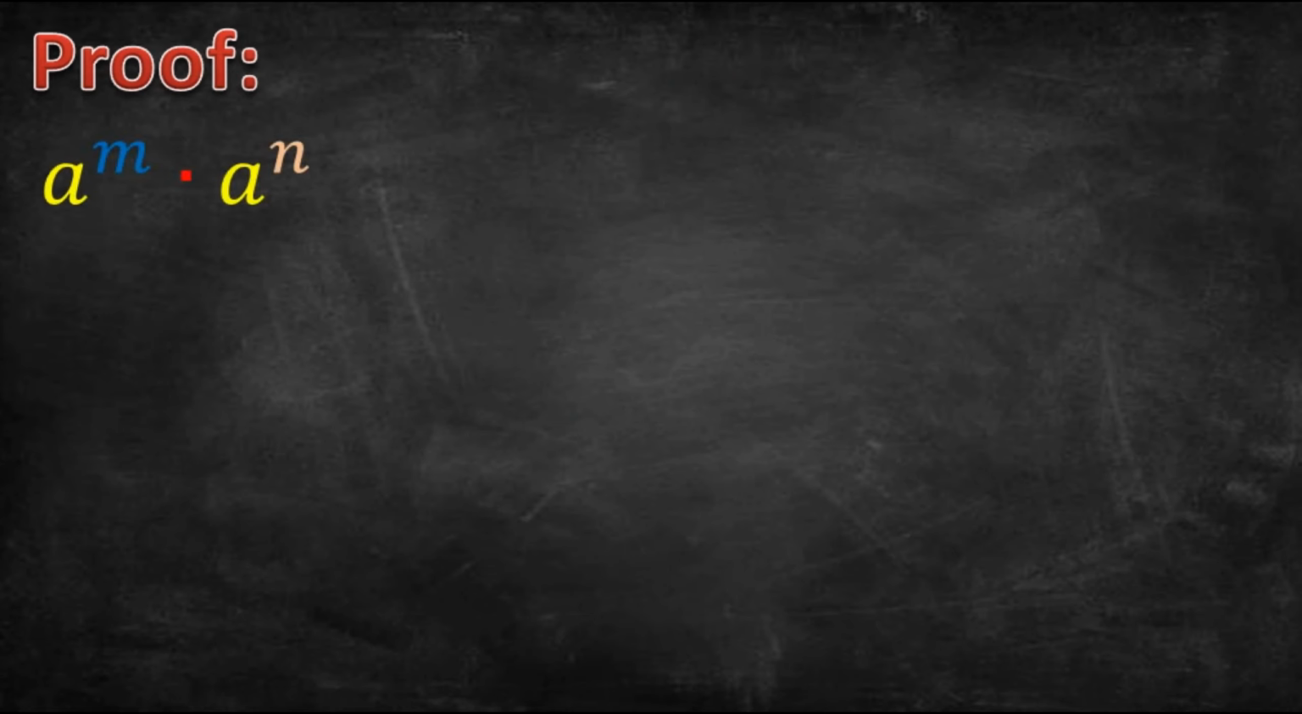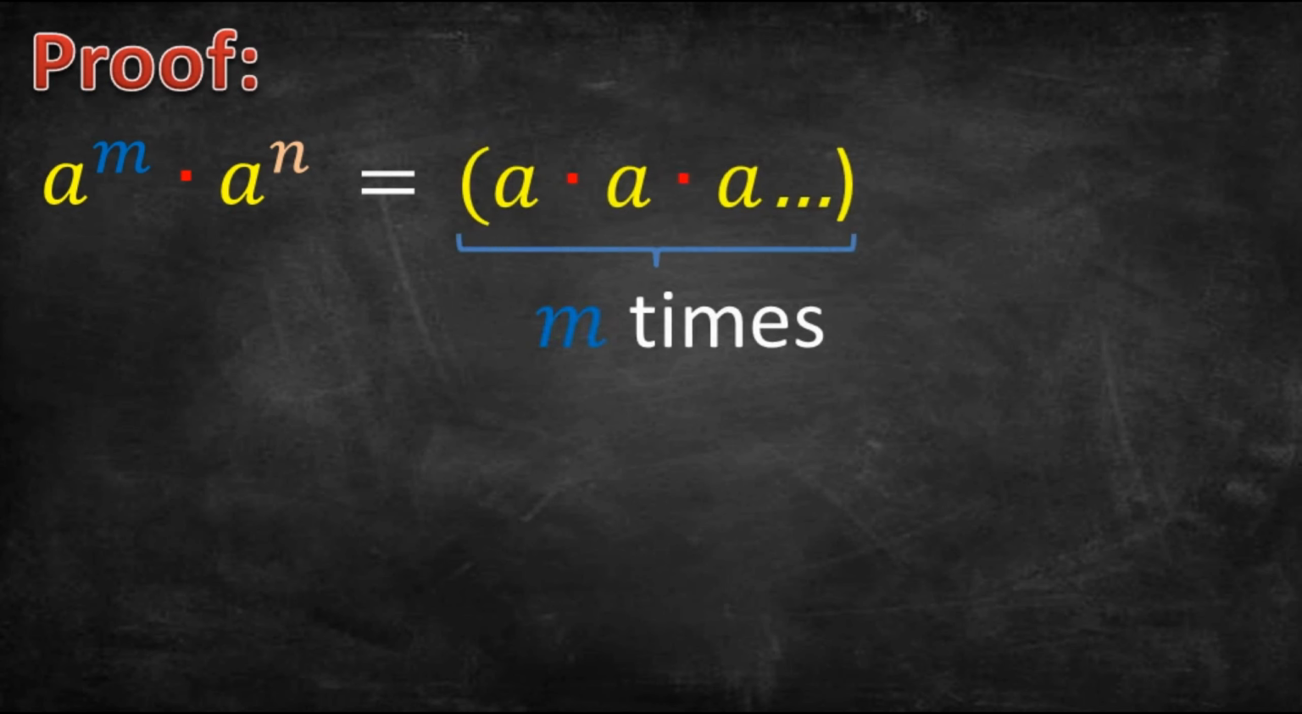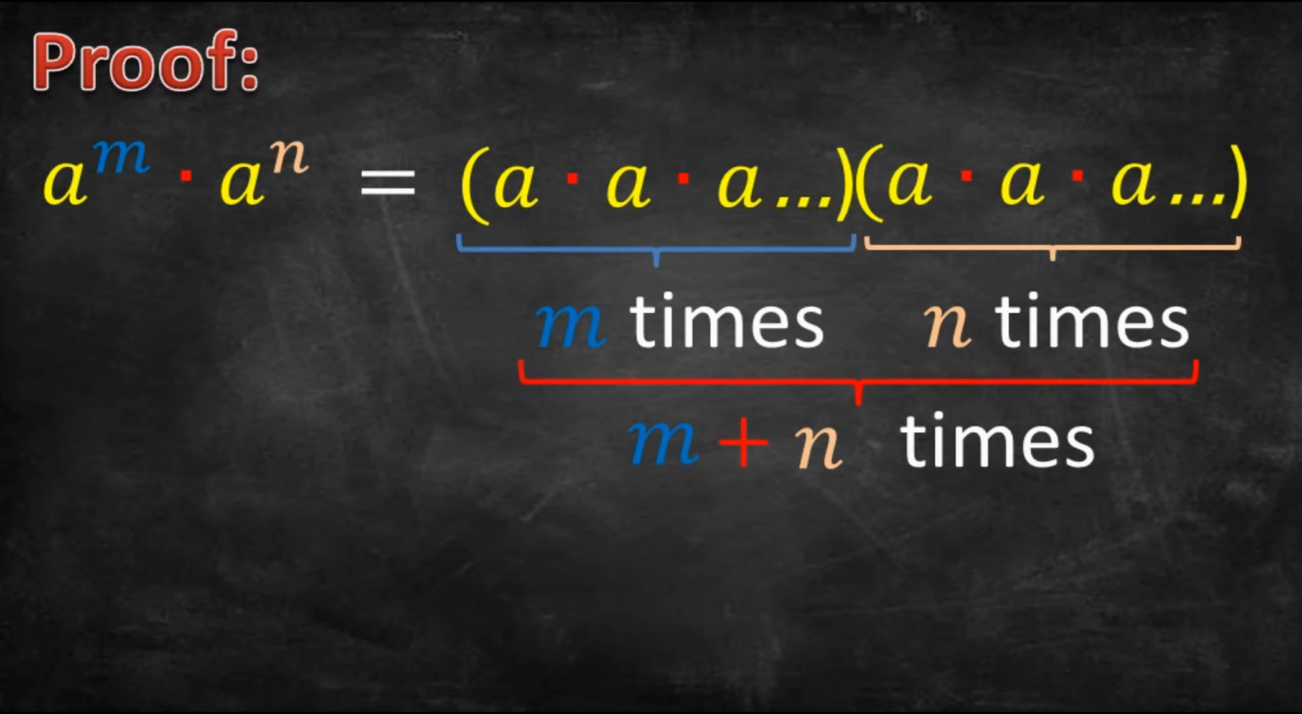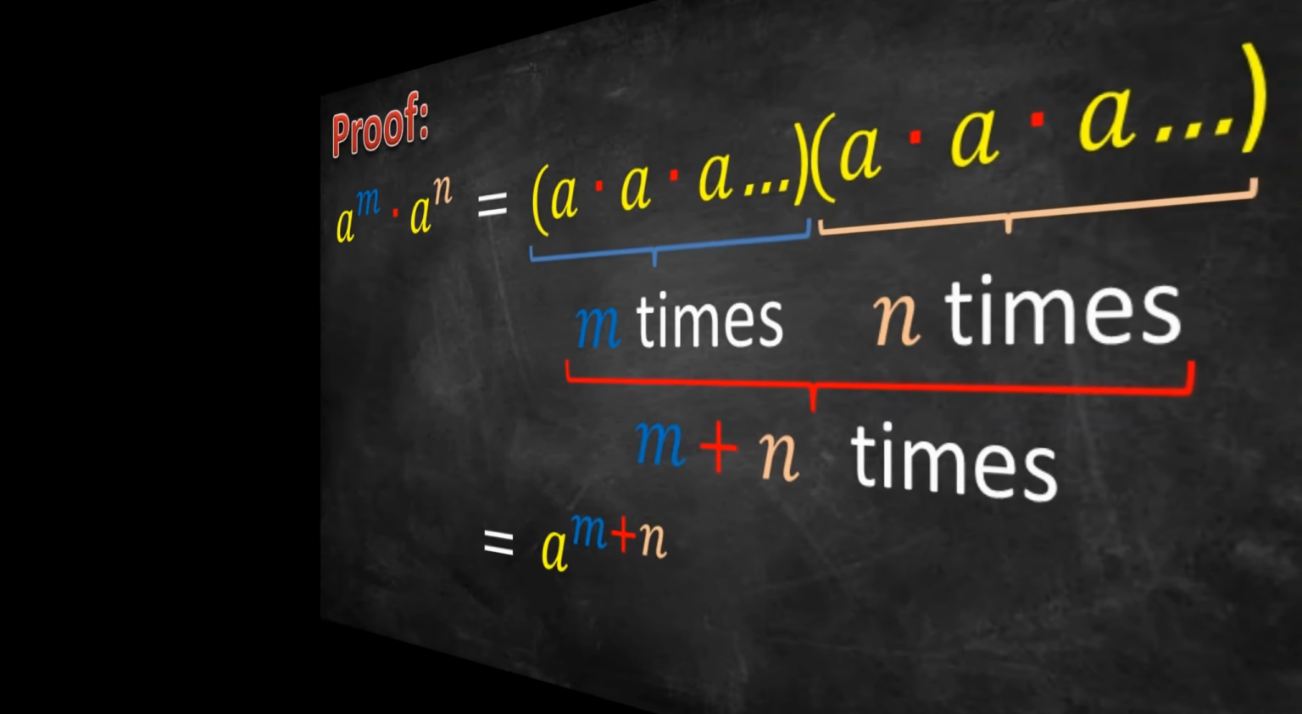So here's the formal proof of law 1. You should be able to understand this better after the previous illustration. A to the power m times a to the power n means that we are multiplying a by itself m times, and then again n times. In other words, a total of m plus n times. So that's equal to a to the power of m plus n.